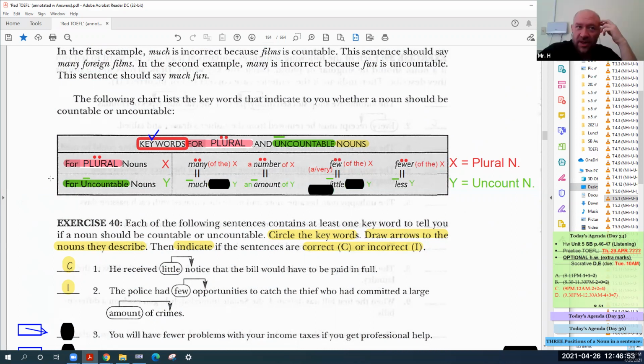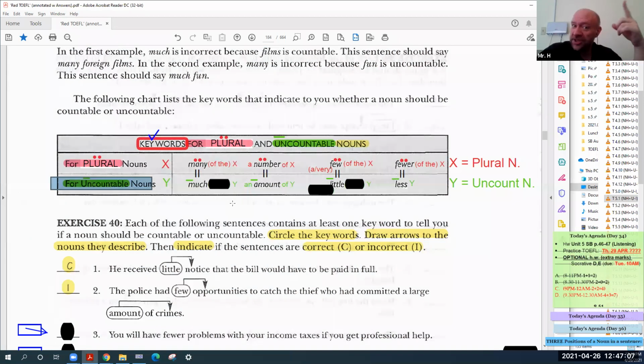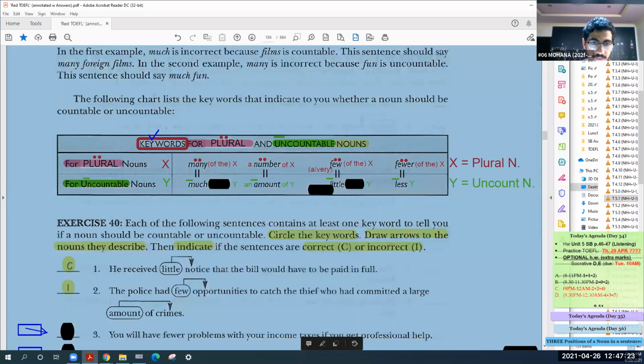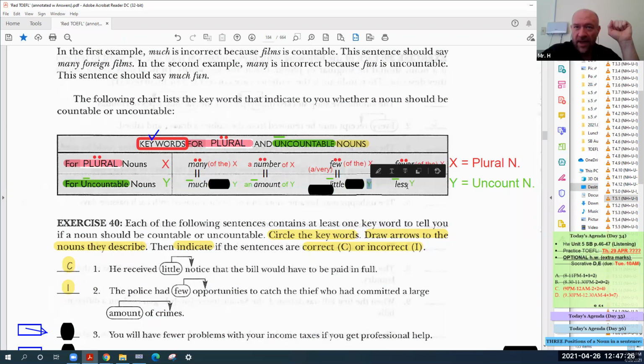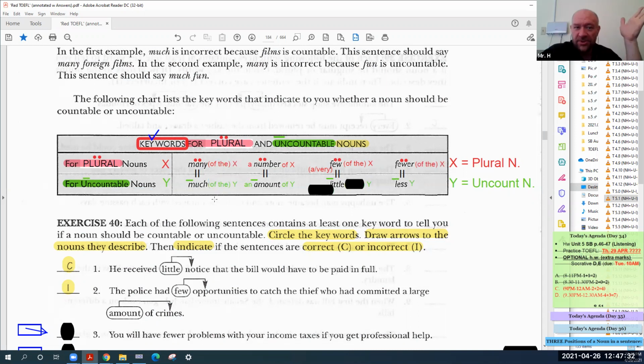Mohana, let's do uncountable nouns. Much. Choose something easy. Much work. Good. That's a great choice. Or homework. Work is uncountable, and homework also. And an amount of work. Is it optional to say of? No, not optional. And then little? Little work. And then less work. Good.